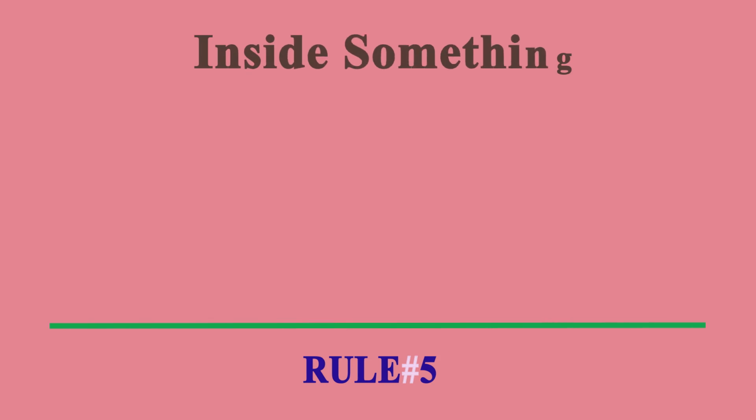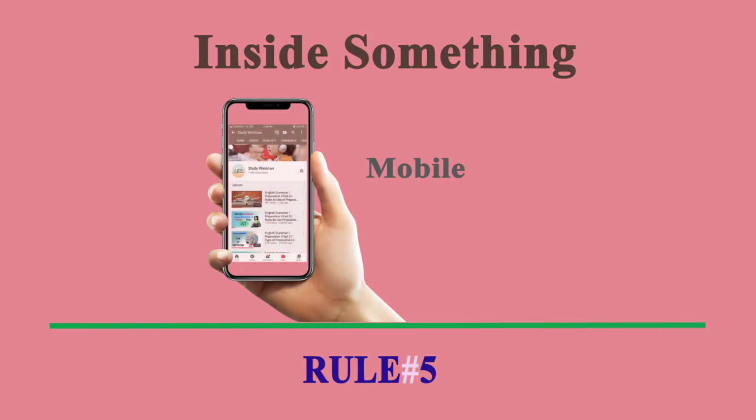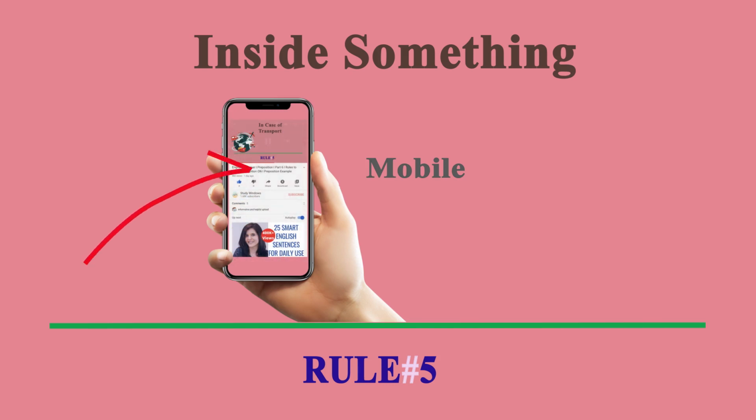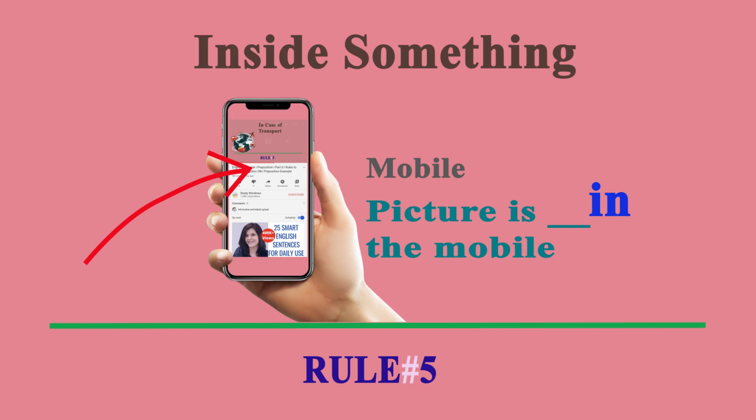Rule 5. Inside something. Look at this mobile. Are you able to see the picture here? When something is inside something, it may be an electronic device or any other thing, we use the preposition in. Here the picture is in the mobile. This picture is inside a mobile, means inside something. So we will use the preposition in. The picture is in the mobile.